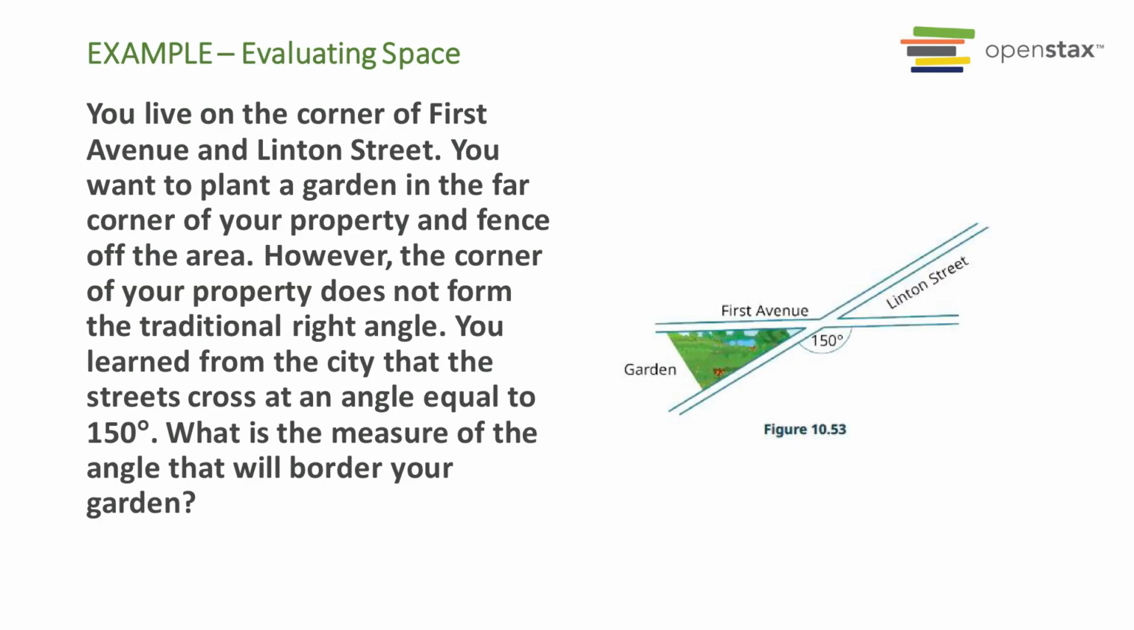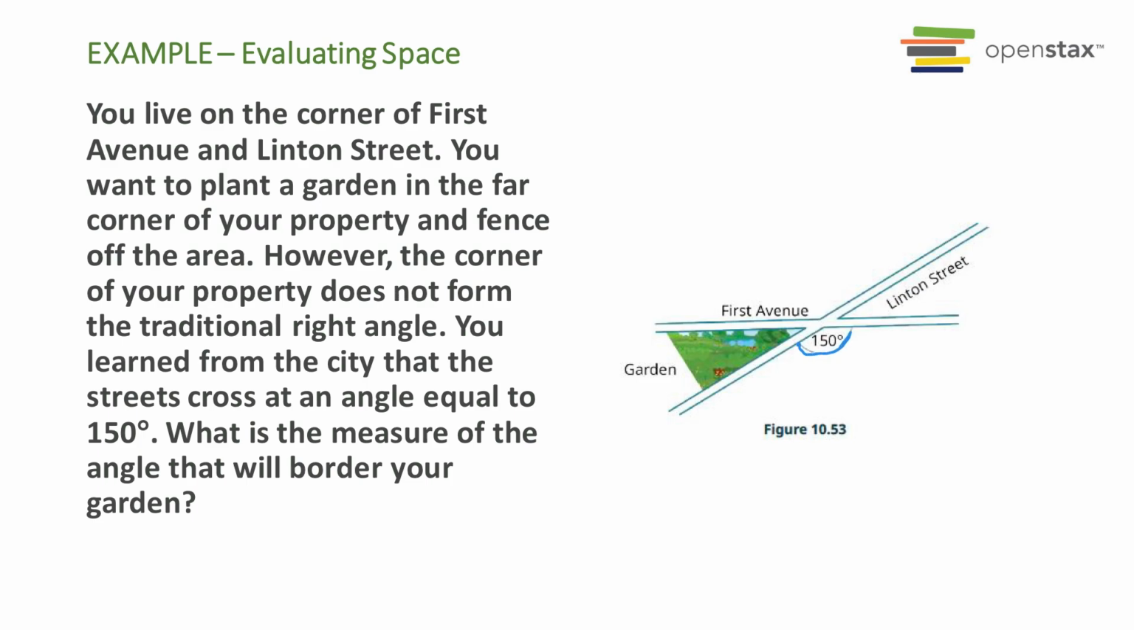So let's look at an example of how we can use some of this together. This doesn't use the parallels. This uses something a little different. But suppose you live on the corner of First Avenue and Linton Street, and you want to plant a garden in the far corner of your property and fence off the area. However, the corner of your property does not form the traditional right angle. You learned from the city that the street causes the angle equal to 150 degrees. So what is the measure of the angle that will border your garden?